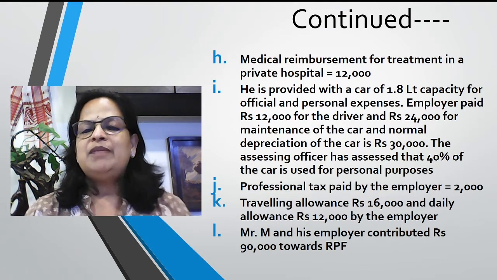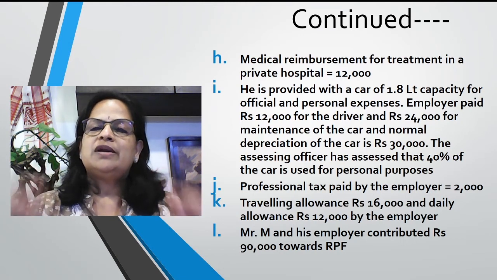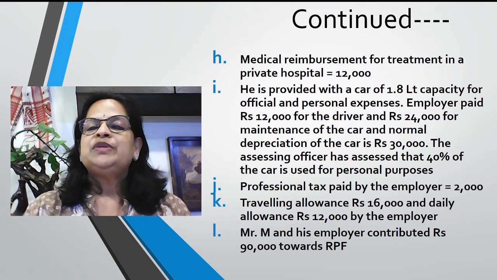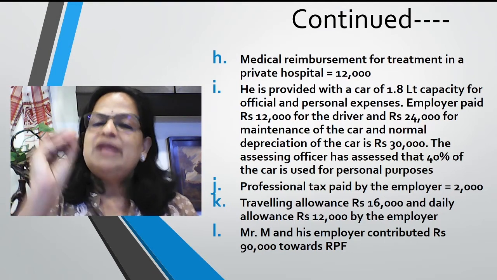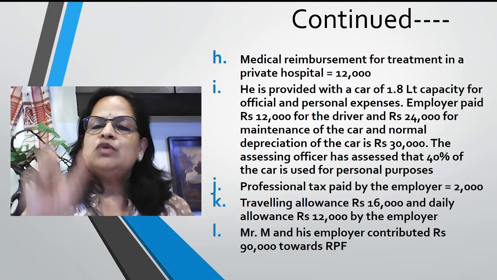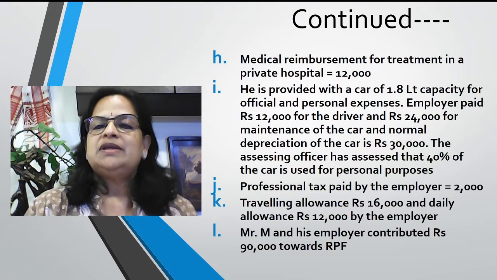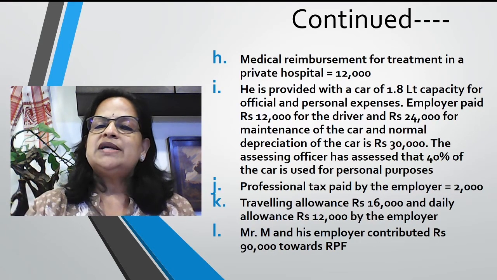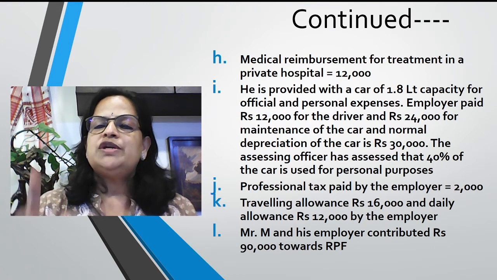You don't have to worry about all this. I have clearly explained how we value the car in the perquisites. I told you if it's less than 1.6 liter cubic capacity, when the car is used for personal and official purposes, the monthly rate is 1800 per month. If he is getting a driver, 900 per month. If the cubic capacity of the car is exceeding 1.6 liter, it is 2400 per month.